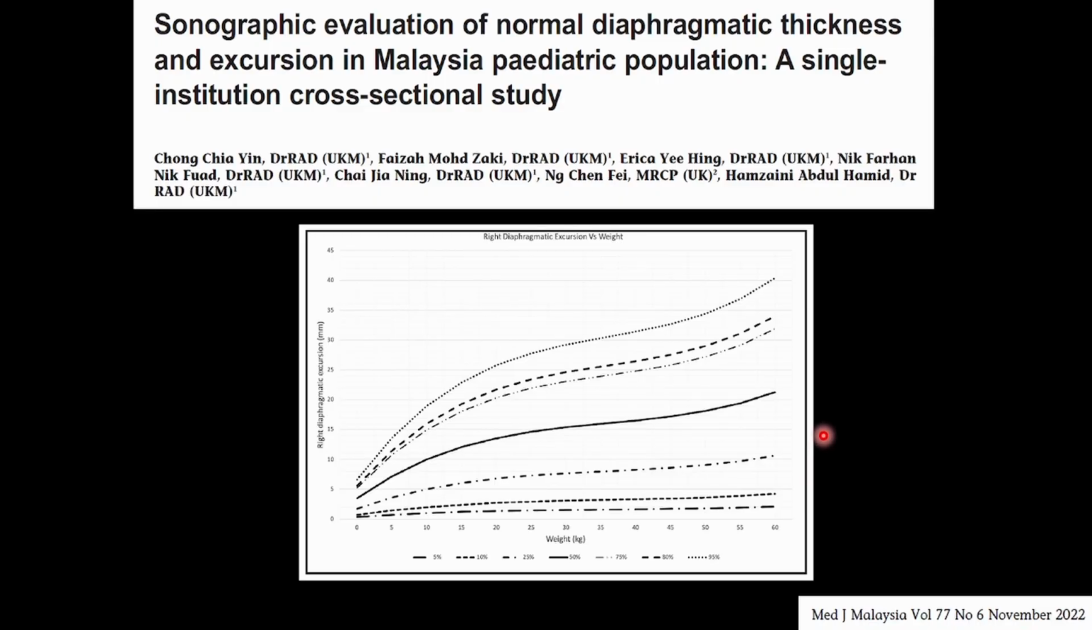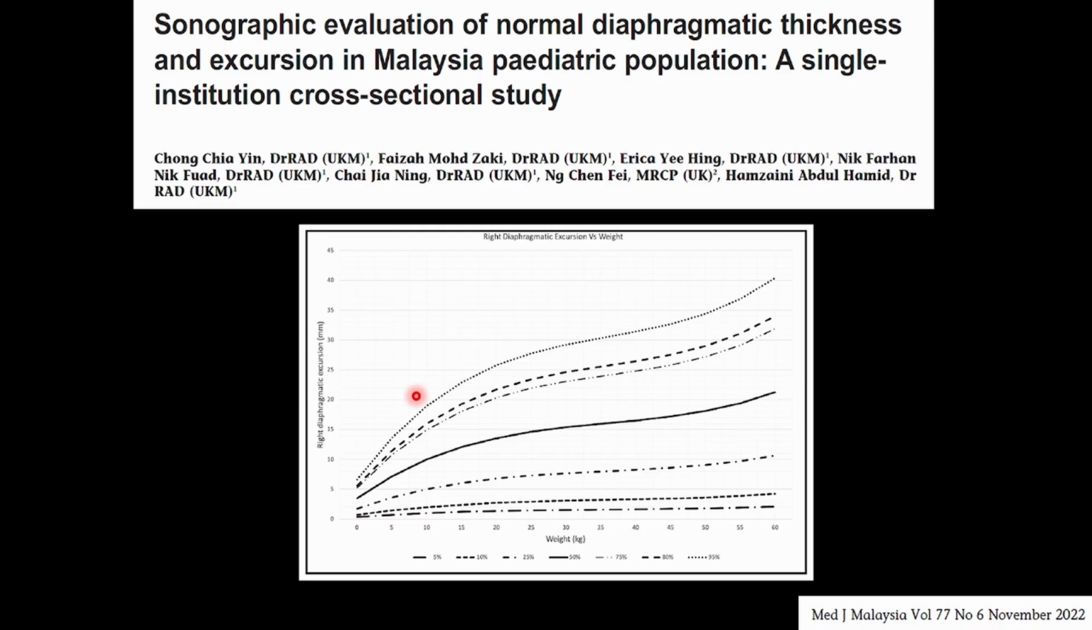These are the nomograms published by the Malaysian radiologists. Looking at the nomogram of the diaphragm excursions, this is particularly on the right side of the patients, right? This is the 50th centile. As you could see, the excursion actually varies according to the patient's weight and also age, right? So at birth, it can be about 3 millimeter, to about nearly a teenage age group.